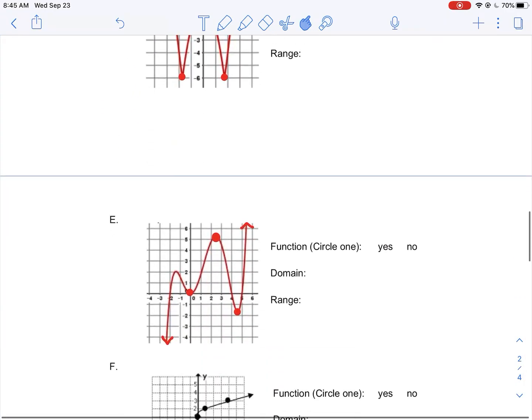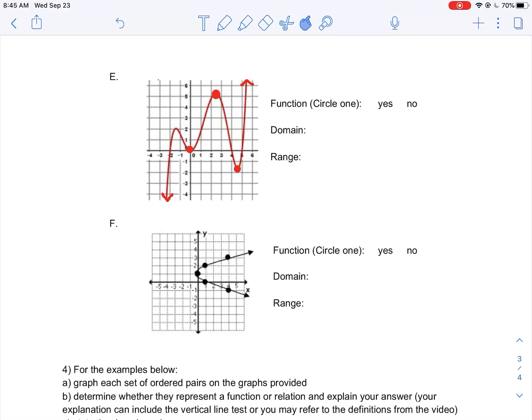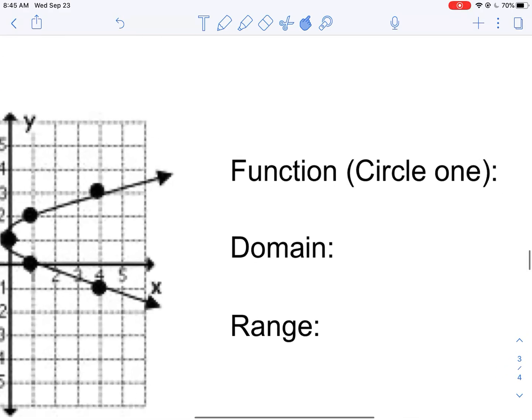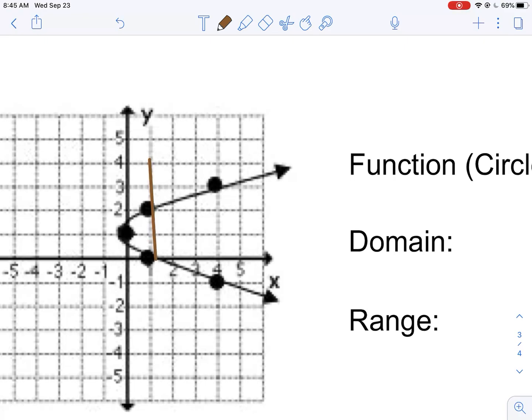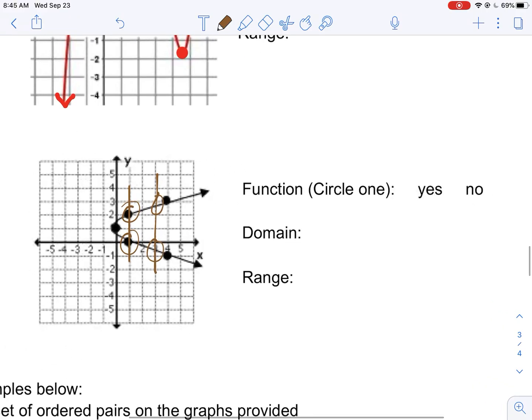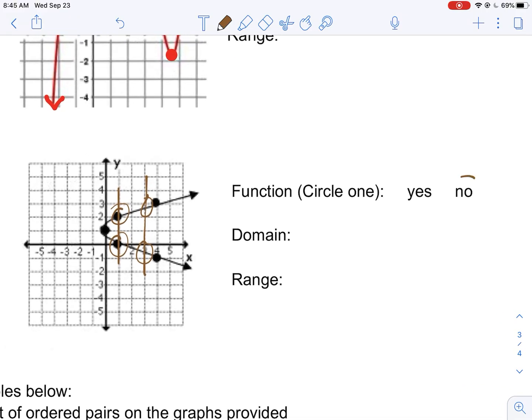All right, let's do one more of these. We're going to do F here, and here's why. Let's use our vertical line test. I'm going to draw a vertical line here. Wait a second, what's going on? It crosses twice. Let's try that again. Crosses twice. That's not supposed to happen. This did not pass my vertical line test. That means we do not have a function here. However, we still have a domain and range that we can deal with. Let's talk a little bit about that.